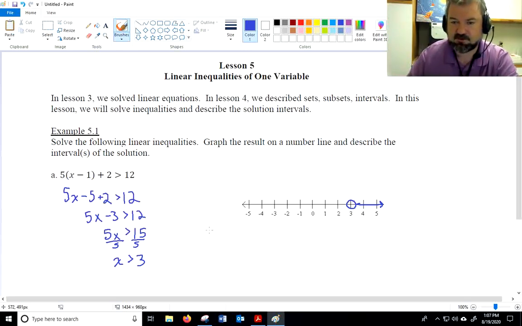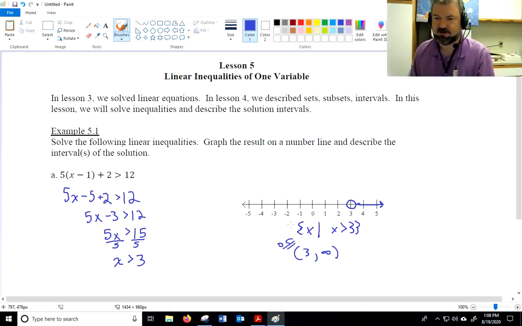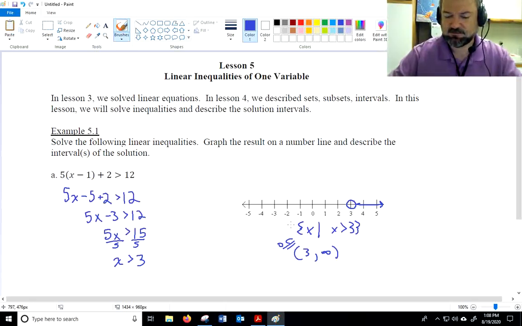Okay, so let's describe the intervals of the solution. There's a couple different ways we could do this. We could use set builder, right? We know how to do that now. We could say x such that x is greater than 3. We could also use our interval notation and put an open endpoint at 3 and then put infinity. So either one of these answers would be okay, unless the instructions specified that we have to use interval notation. And there we have it.